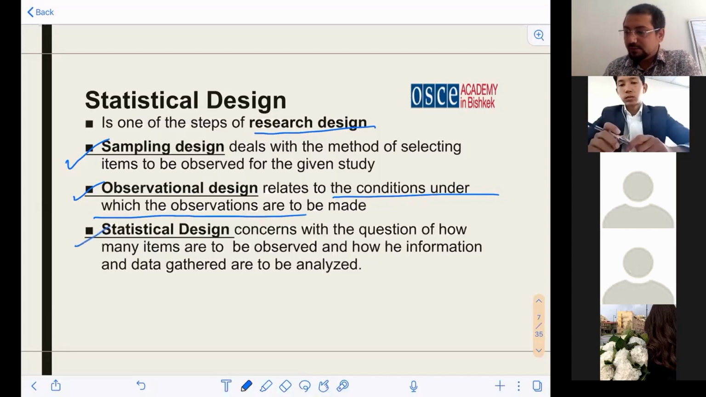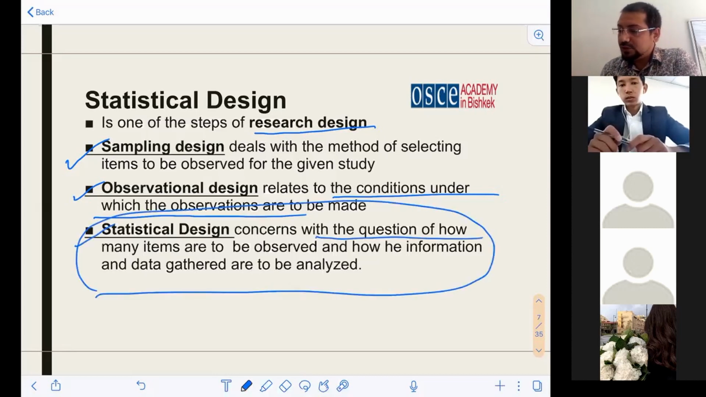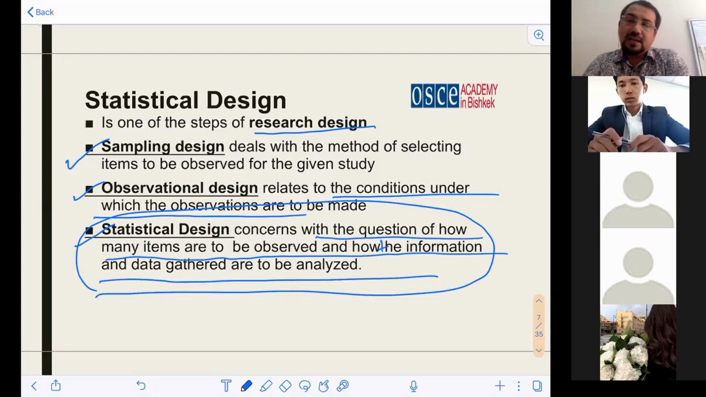And the last one, which is important for us, concerns the question of how many items are to be observed, and how the information and data gathered are to be analyzed. First of all, what should be the size of my sample, or how many variables? You can take hundreds of variables, or you can take two variables. Today we are going to discuss variables, what a variable is, and the types of variables. How many items are you going to observe, and what are the techniques, as I mentioned yesterday.